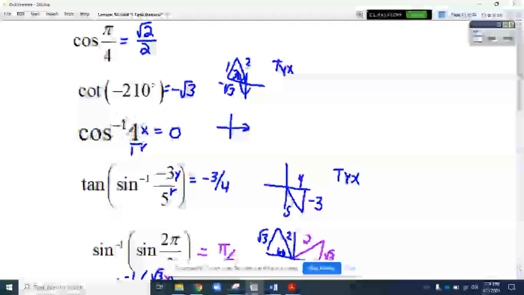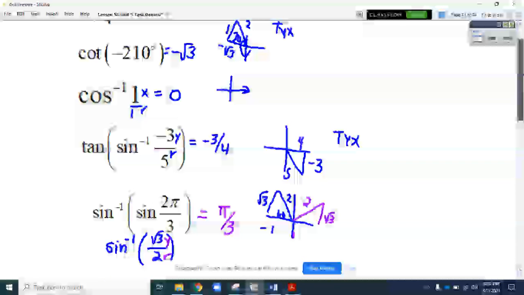Once I see an inverse function, I'm going backwards. I'm saying cosine of what angle gives me this value? This is the ratio, x over r. Where can my x be 1 and my r be 1? That happens at 0. So that is angle 0. 0 degrees, 0 radians, they are the same thing.